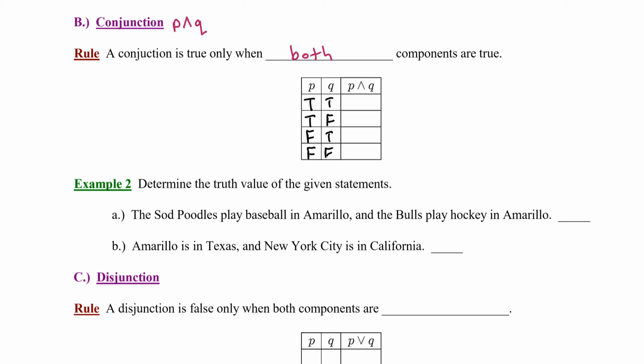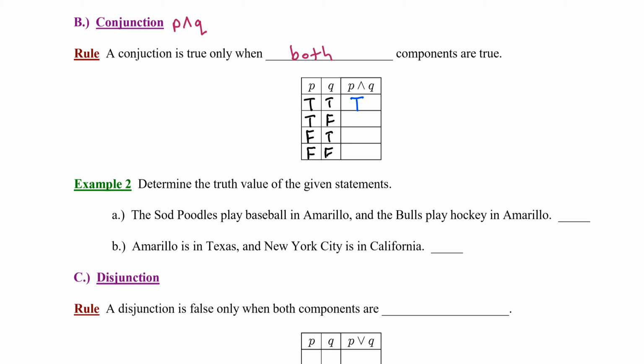Now let me restate the rule. A conjunction is true only when both components are true. The connective and is a very strong connective. In order for it to be true, both components must be true. So let's look at row 1. In row 1, P is true and Q is true. That means that the conjunction P and Q is also true.